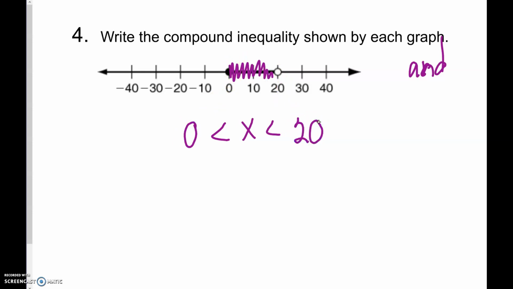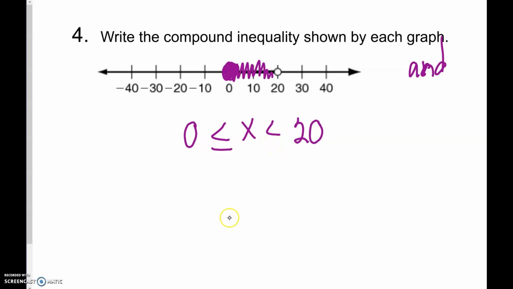Now the next thing I need to go check is, are my circles open or closed? So you look here at 0, and this is shaded in. And because that 0 is shaded in, we need to put the line underneath it. But if you look at 20, that's an open circle. So we have it written like just less than, no symbol underneath it.